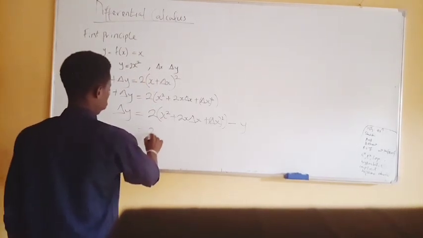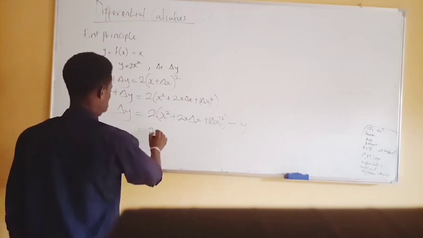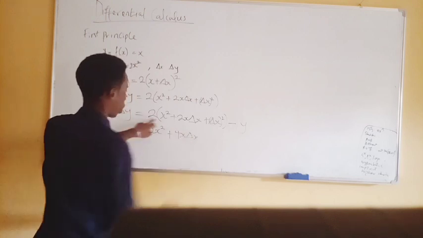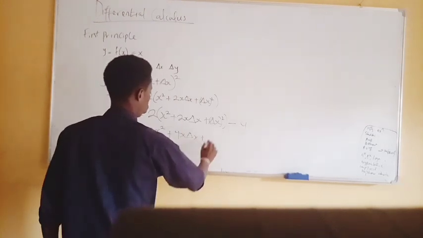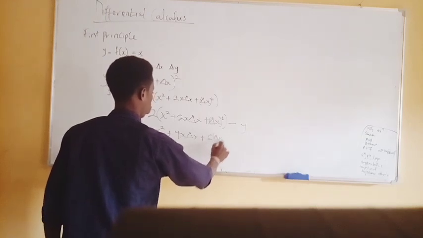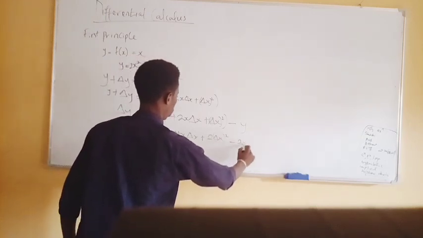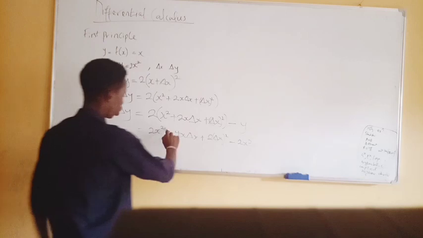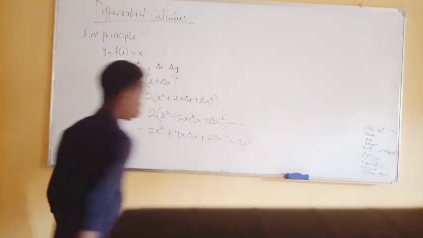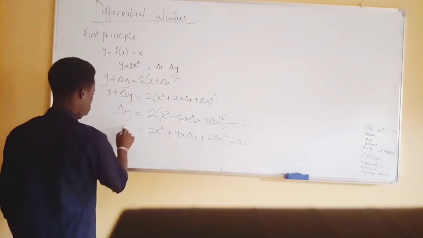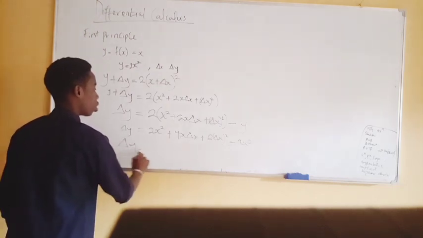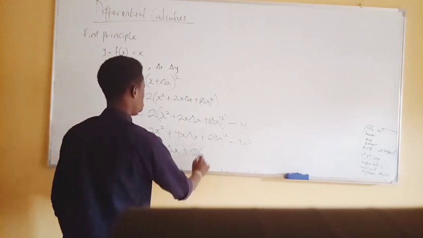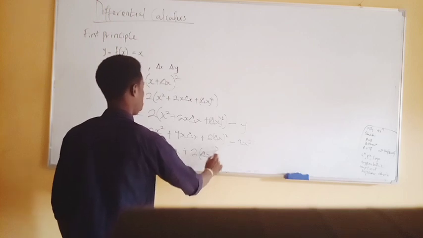So opening this bracket, it gives you 2x squared plus 4x delta x, 2 times 2 is 4, plus 2 delta x whole squared, minus 2x squared. Looking at this equation, we know that 2x squared will cancel minus 2x squared. That leaves us with delta y as 4x delta x plus 2 delta x whole squared.